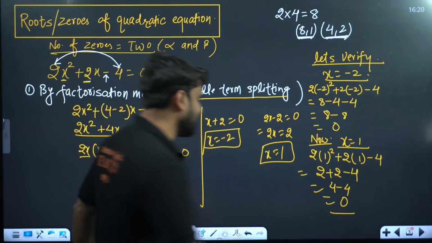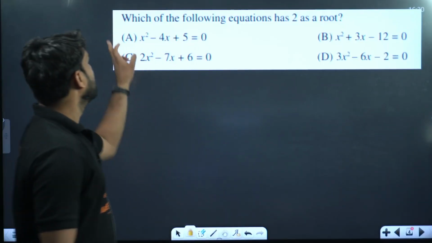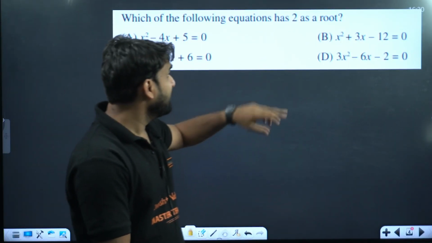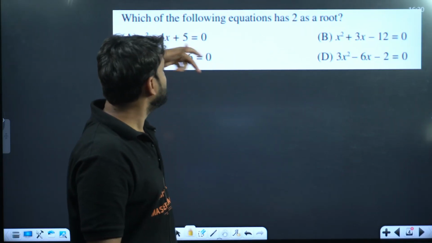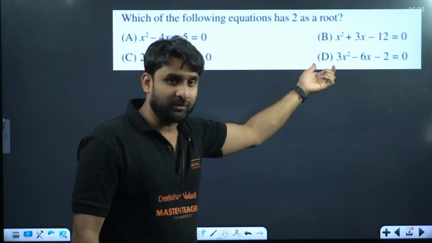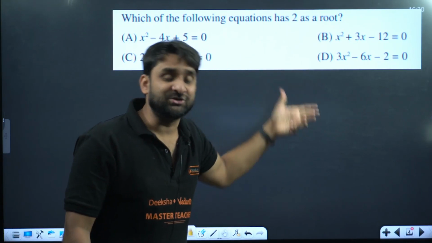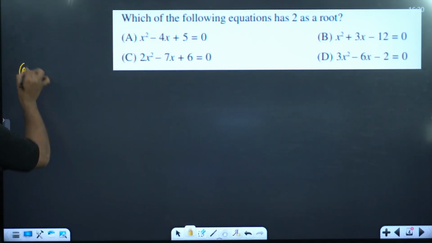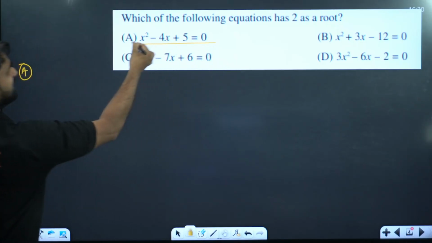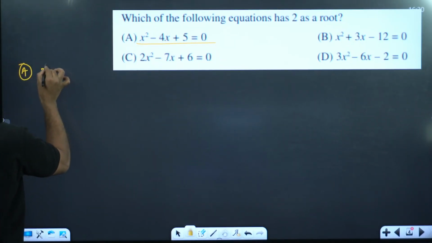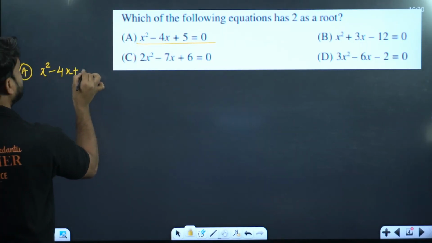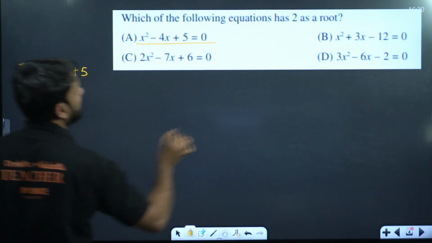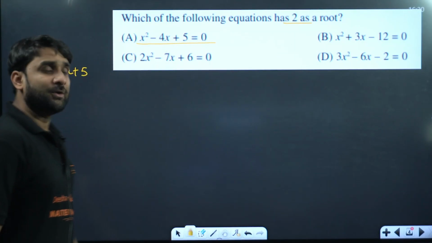Okay, now I have brought a few questions here. Check which of the following equations has 2 as a root. So you have to check for which equation 2 will be a root. Put 2 in every equation and check in which you get 0. First, let's check whether 2 satisfies x² − 4x + 5. So x is 2, let's put x equals 2, because we have to check whether 2 is the root or not.